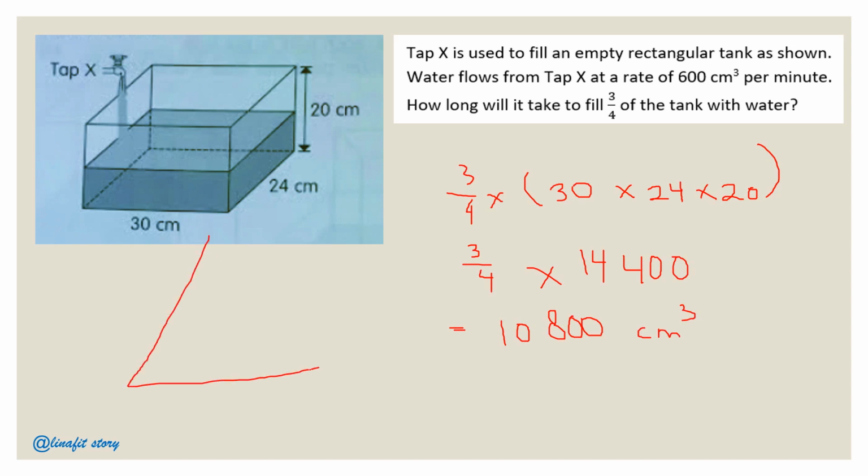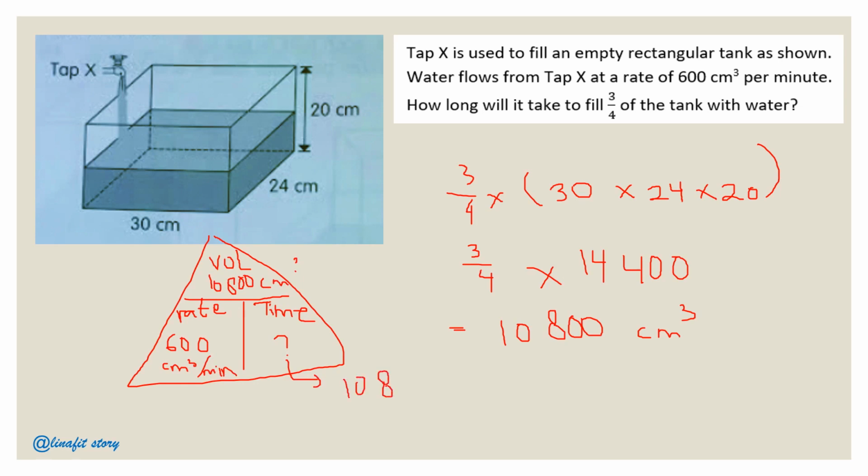How to get the rate? It is volume divided by the time taken. Volume flow rate is 600 cubic cm per minute, while the volume is 10,800 cubic cm. Then how to get the time taken? 10,800 divided by 600. The answer is 18 minutes.